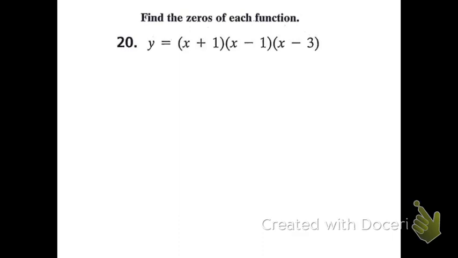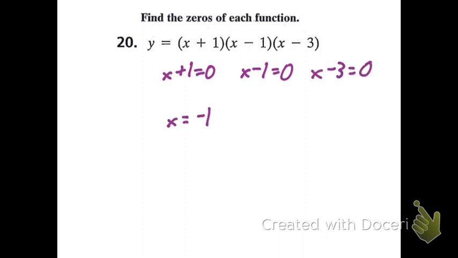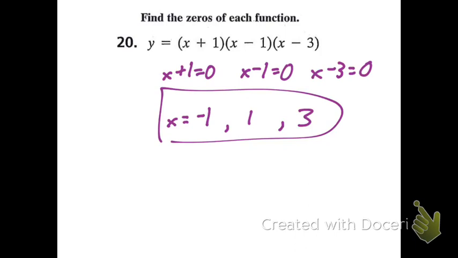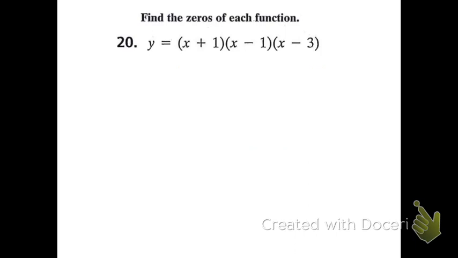So the zeros here. Hopefully you remember x plus 1 equals 0, x minus 1 equals 0, and x minus 3 equals 0. When you solve each of those, you get x equals negative 1, positive 1, and positive 3. And that should take care of those, or that one.